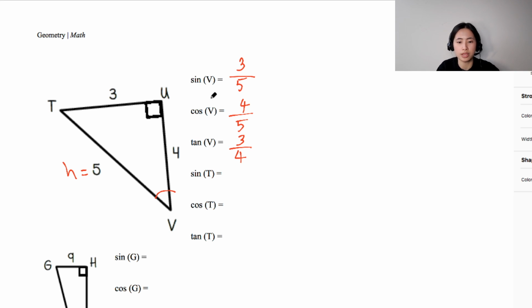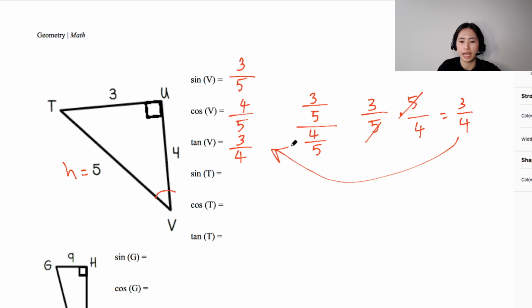Again, as I mentioned, because you're specifically looking at angle v, you can equate tangent v to sine v, which is 3 over 5, divided by 4 over 5. So you take the reciprocal of 4 over 5. So it's 3 over 5 times 5 over 4. The 5 cancels out. You get 3 over 4, which is exactly what we're getting for tangent v.